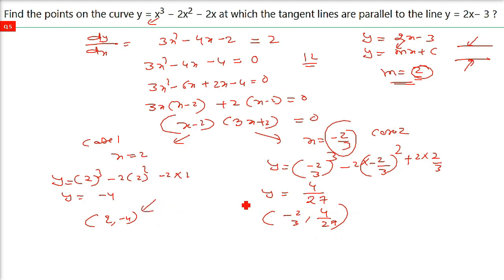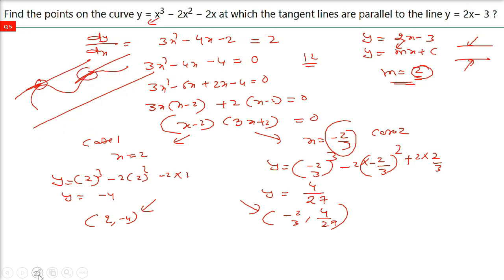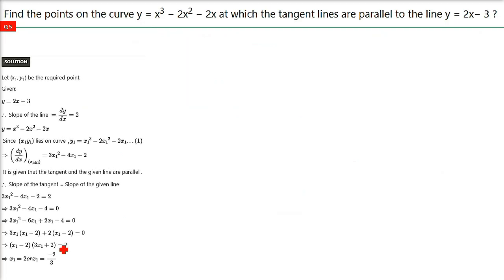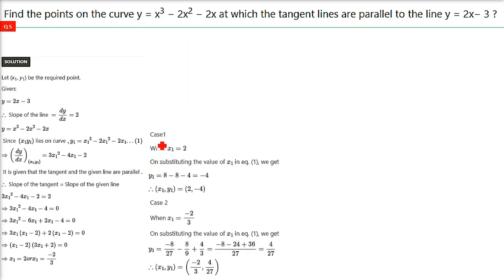This is the first coordinate pair, this is the second coordinate pair. And these are the points on which if you draw the tangent line to this curve, these lines, there are two lines, will be parallel to this line, y equals 2x minus 3. These are the 2 points we got. And now the final thing which I generally do to show you the actual solution, and this is how you're going to write and solve. Case 1, case 2, for every x there will be y, and these are the pairs.